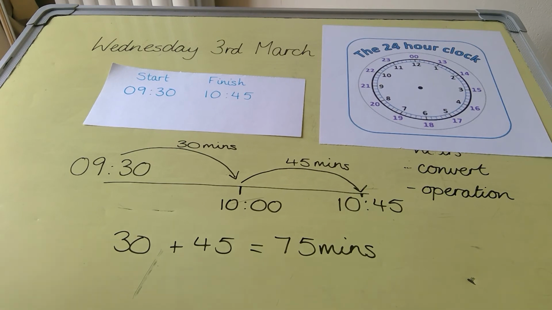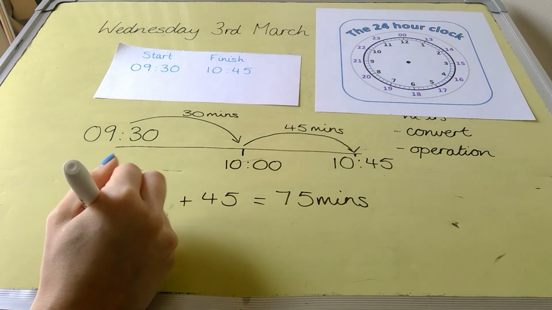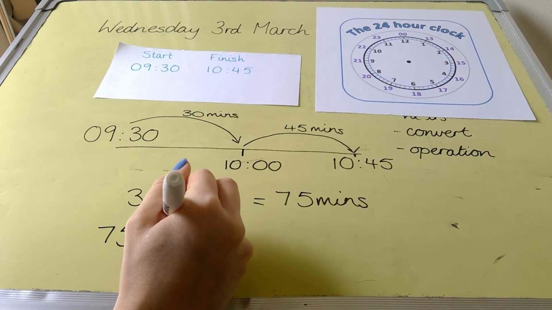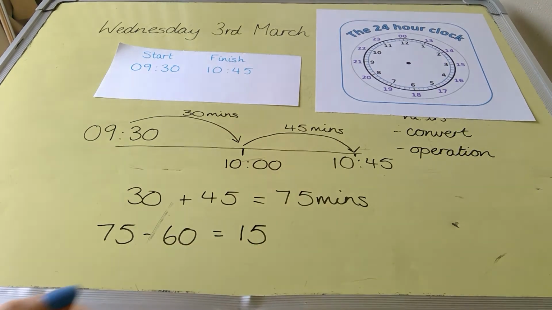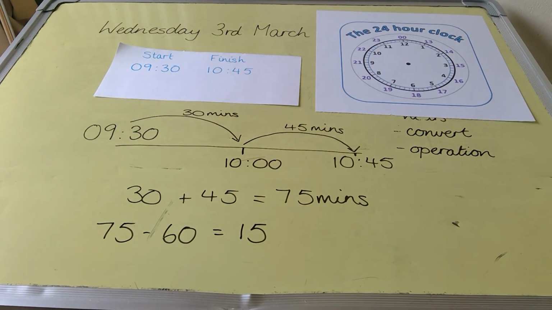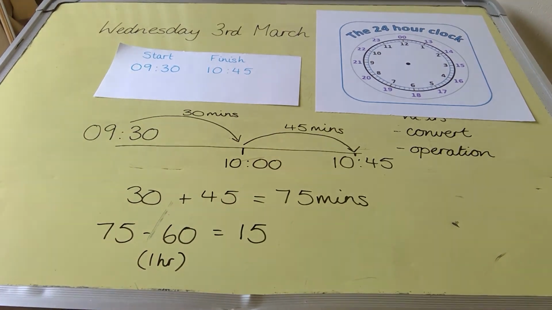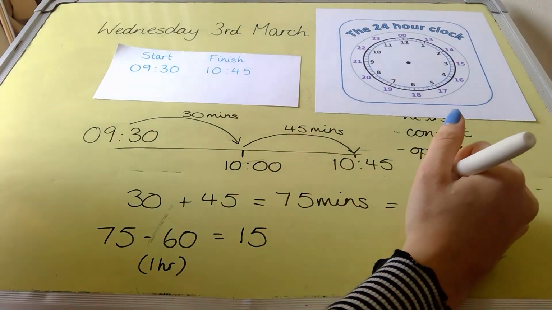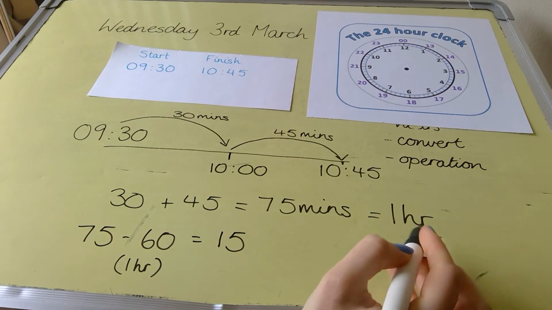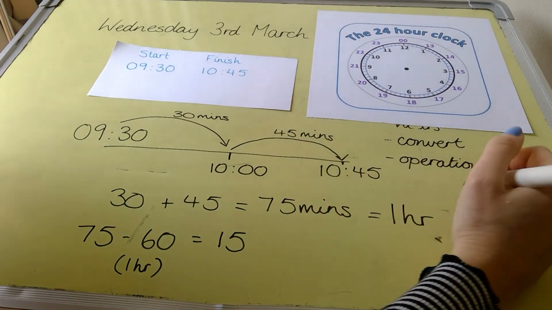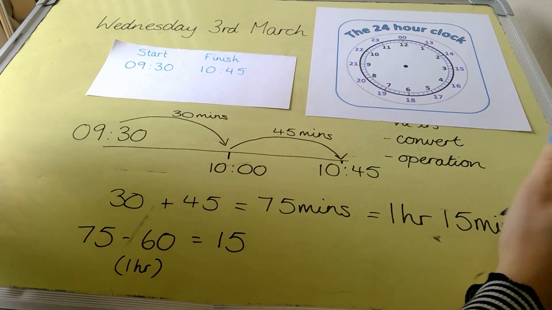Okay, so if I know that there are 60 minutes in 1 hour, we can do 75 take away 60 equals 15. Okay, so if we take away 60, which is an hour, we are left with 15. So 75 minutes is 1 hour, HR is the short way of writing hour, and 15 minutes.